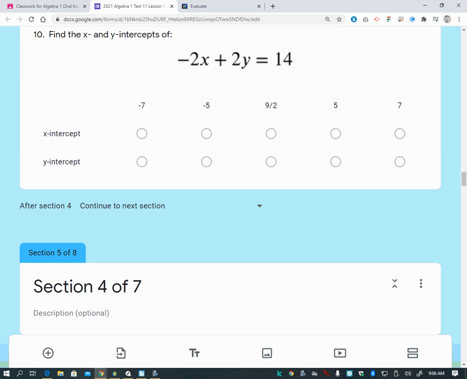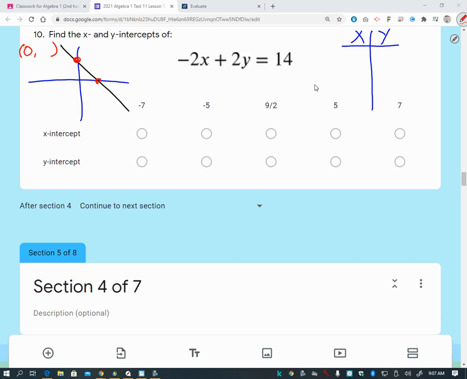Okay, find the x and y intercepts of -2x plus 2y equals 14. All right. Okay, so if I'm looking at a graph, let's say I have a line that looks like this. Okay, this position right here is the y-intercept. Okay, at the y-intercept, what is the x-coordinate? Always 0. Okay, so the y-intercept always has an x-coordinate of 0.